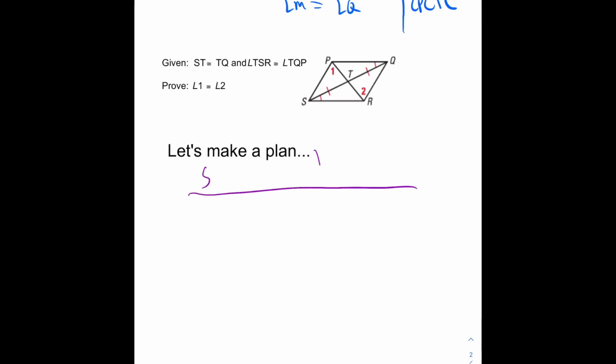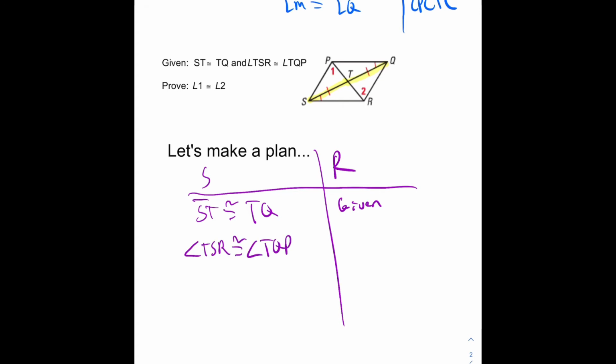So if we start with our givens, my statements, and my reasons: segment ST is congruent to segment TQ. Angle TSR is congruent to angle TQP. That's marked on there as well. Now what I'm trying to do is get these two angles to be congruent.